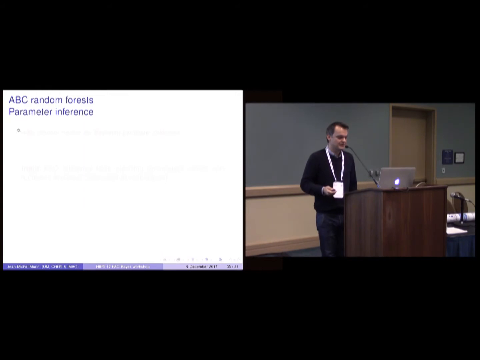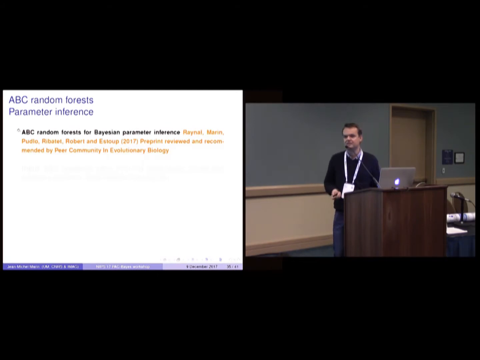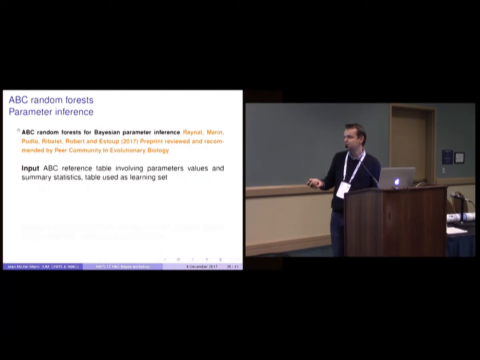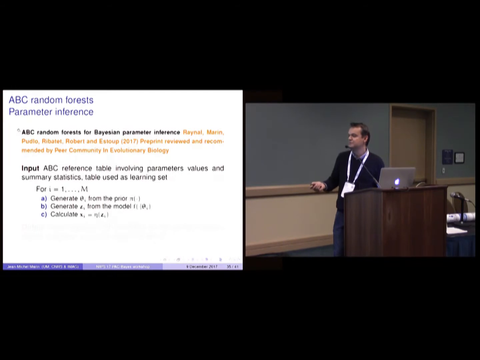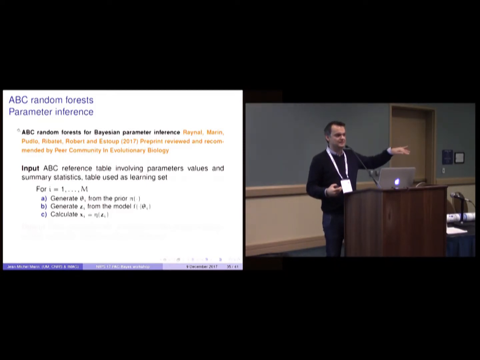Okay, we have exactly the same type of methodology for regression to estimate parameters. For parameter inference, I showed you how to select a model using this, and we can do the same to estimate a parameter. So the input is a reference table, and in the reference table you have the parameter value and the summary statistics, and you will learn. So this is a simulation of the reference table. You simulate the parameter value from the prior, you simulate the pseudo-observed data, you summarize, and you have in lines each simulation with the corresponding parameter value and the columns of the summarization.